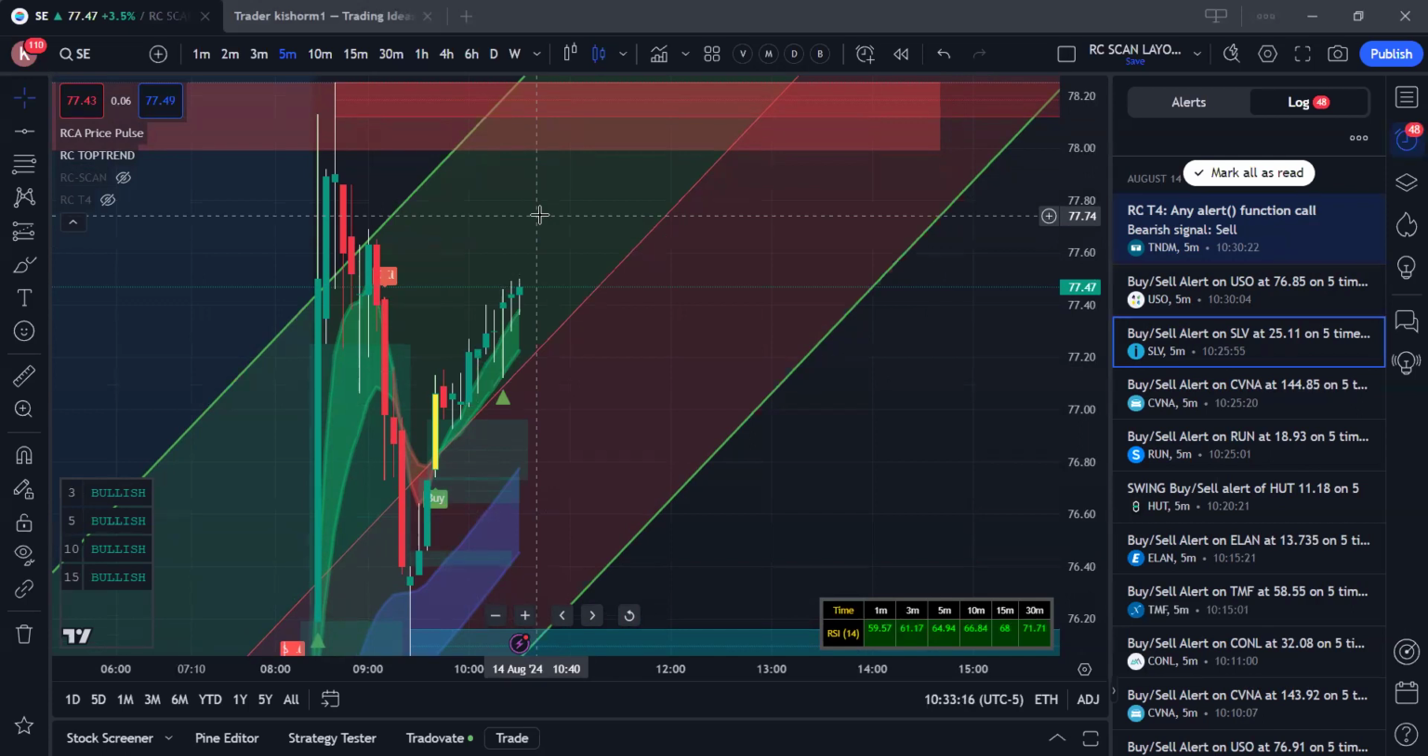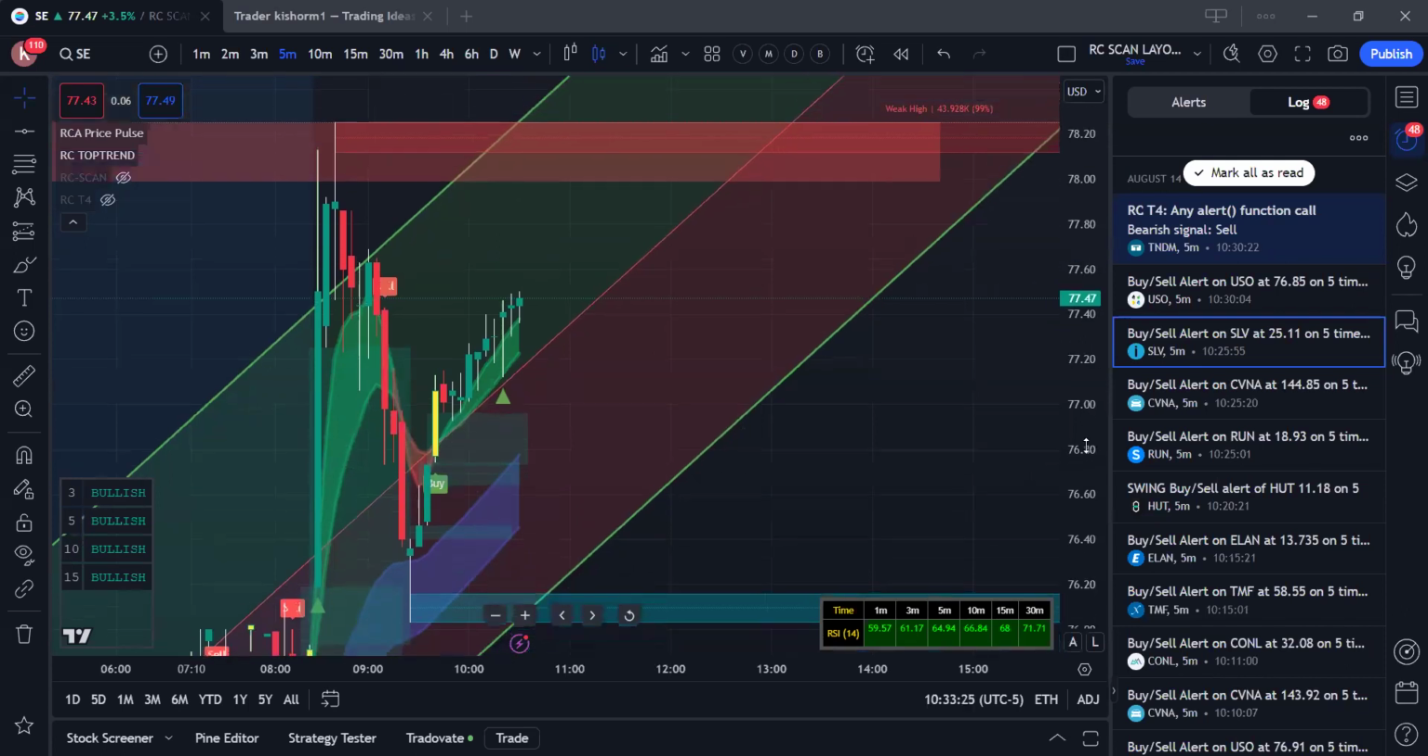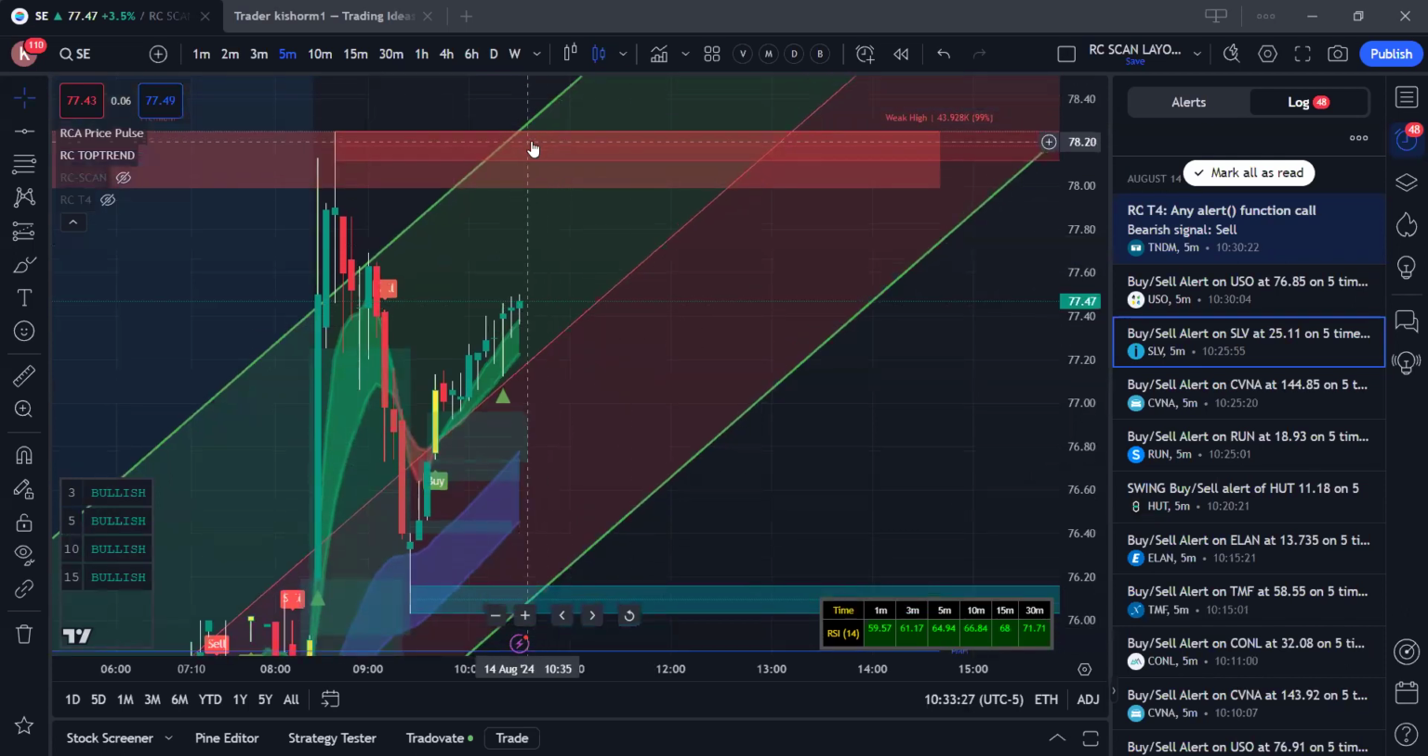Now your risk is minimal. Even if it goes back to break even, you can close when it goes to break even. If it goes all the way to the top, we can take profits here. Or if it goes back here, we can close at break even.